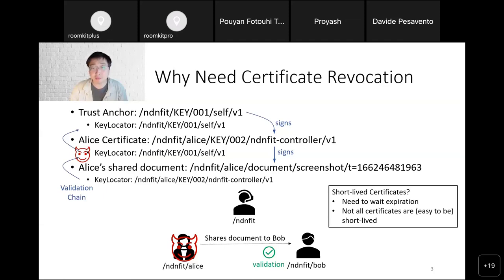But still, you need to wait. Also, not all certificates are easy to make short-lived. Therefore, we still need a certificate revocation design that enables the NDN feed controller to revoke Alice's certificate and let Bob know about this revocation event.